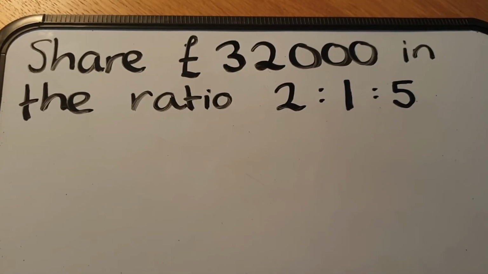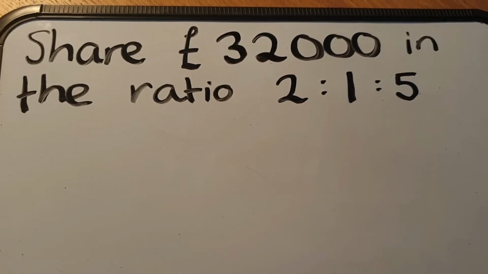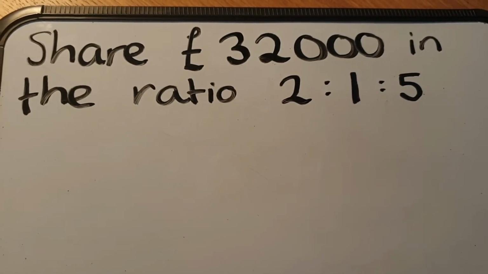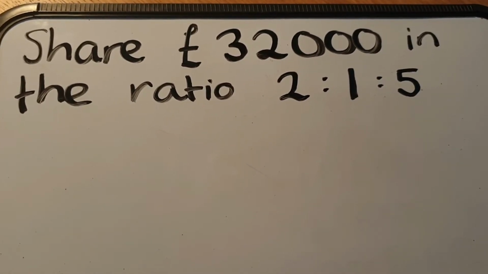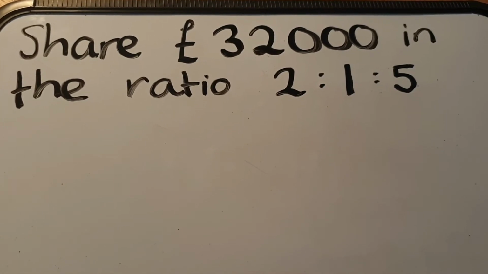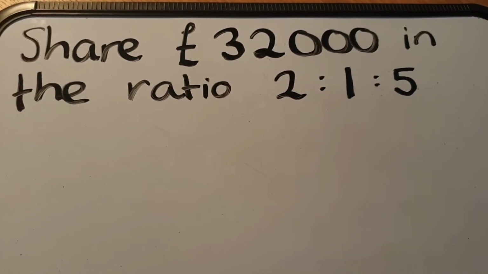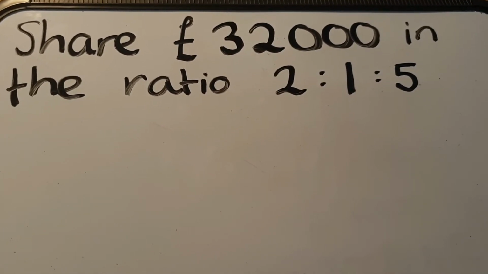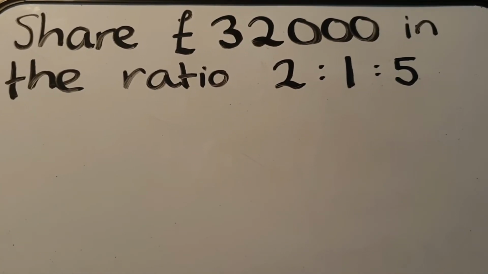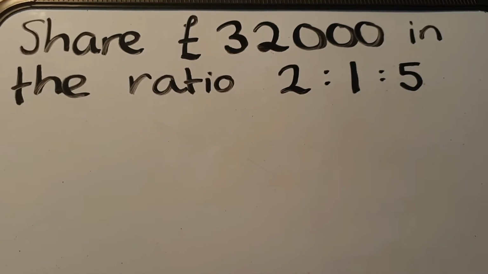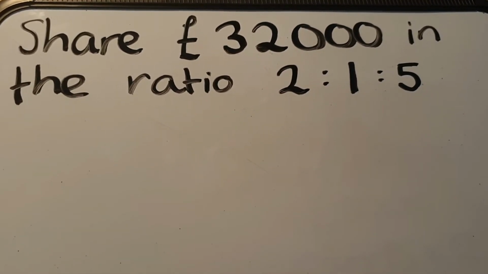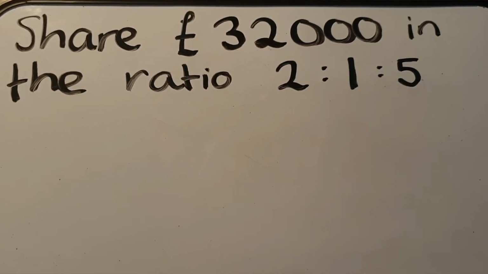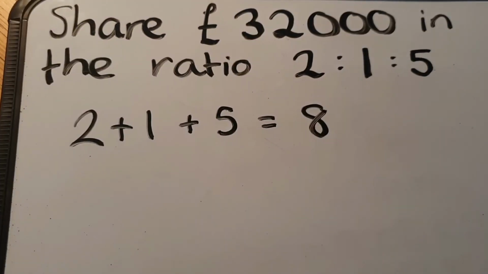Sometimes you'll get a question like this, where they don't tell you the names of the people they're sharing the money between. So it'll just say things like, share £32,000 in the ratio 2:1:5. So in this case, we just add the parts together to find the total parts, then find 1 share by dividing, and then multiplying back up by the 2 and 5 in this question, since apart from the number 1, there's a 2 and a 5 in the ratio.